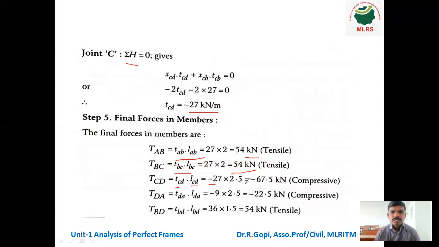So minus 27 into 2.5 equal to minus 67.5 kilonewton. Next, TDA is equal to small TDA into LDA, minus 9 into 2.5 is equal to minus 22.5 kilonewton. Next, TBD is equal to small TBD into LBD equal to 36 into 1.5, which is equal to 54 kilonewton. So the plus value indicates tensile force and minus value indicates compressive force.